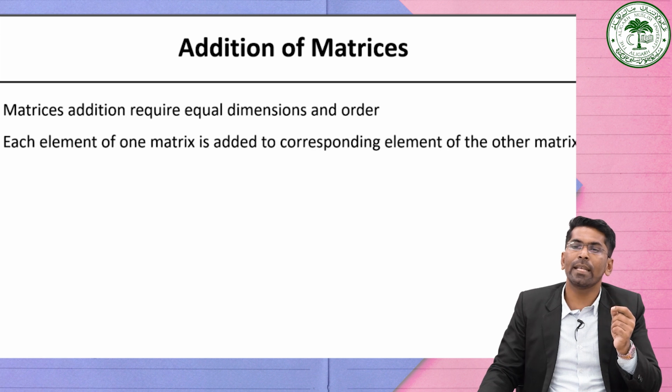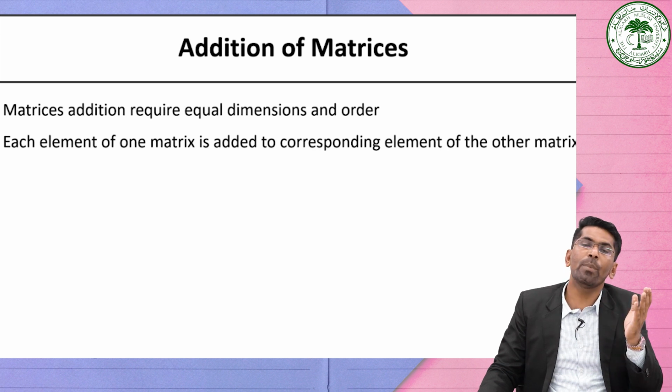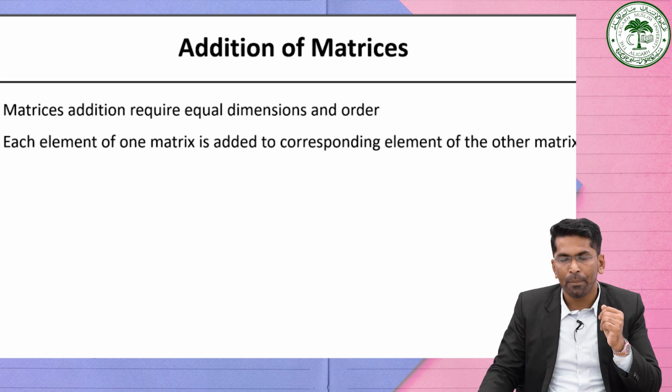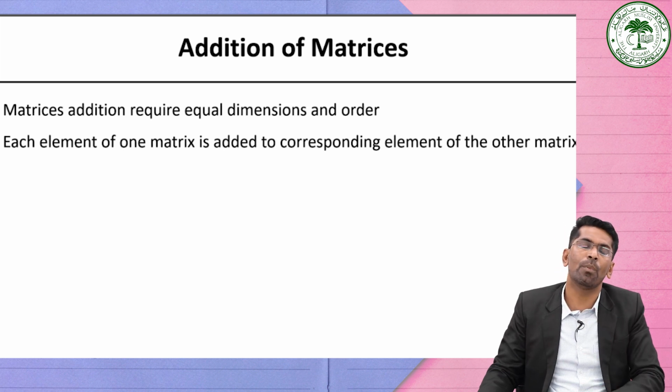But the condition is that the matrices being added must have the same dimension. That means the number of rows and columns are equal in both given matrices. If the number of rows and columns are different between the given two matrices, then matrix addition is not possible.